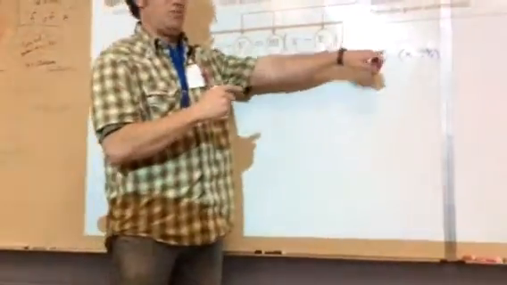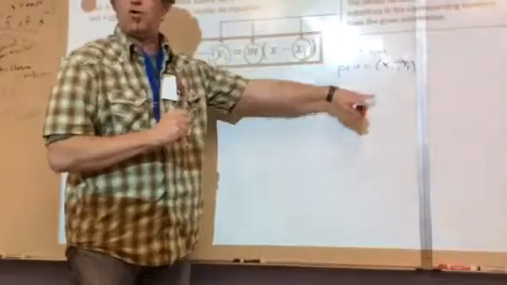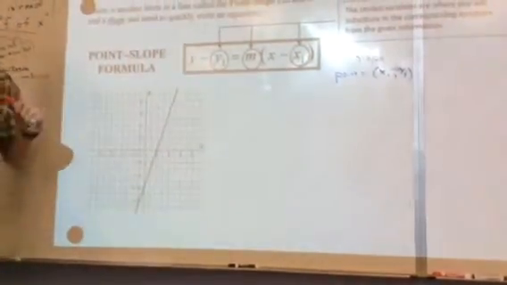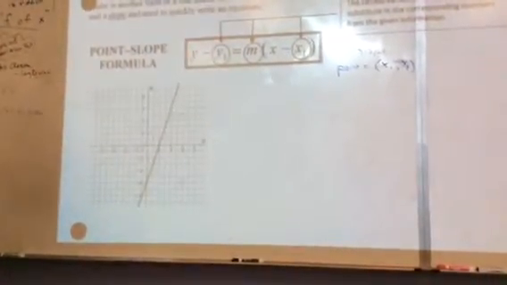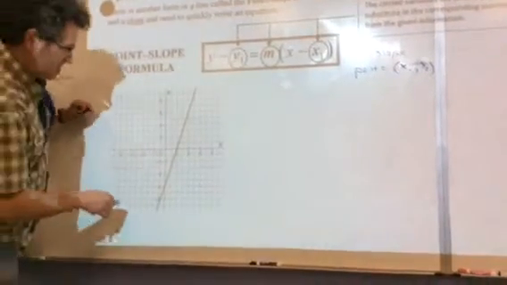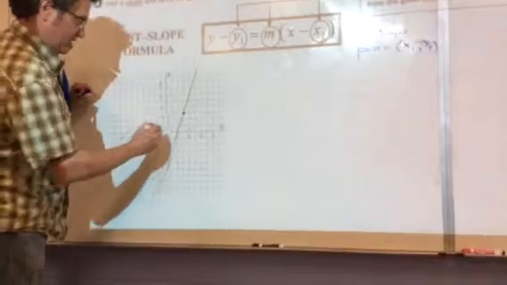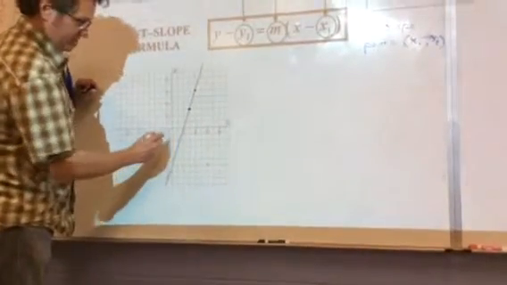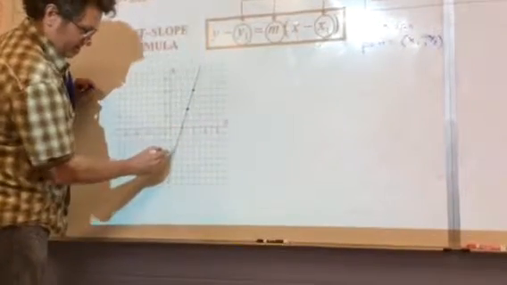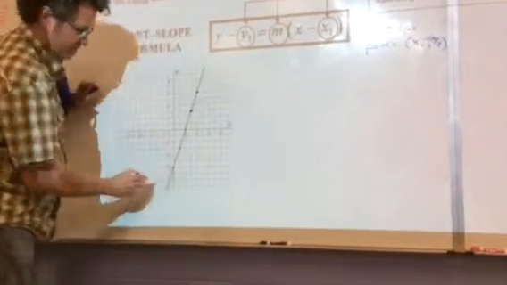So if I look at this graph right here, first thing I need to figure out is what the slope is. Then I need to pick a point. It does not matter which point you pick. You just have to pick a point on the line. So I see a point right here, and I see another point right here. I actually see a bunch of points. There's a point here, there's a point there, and a point there.